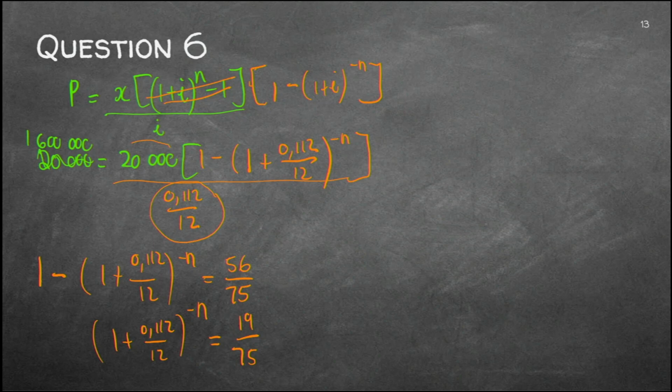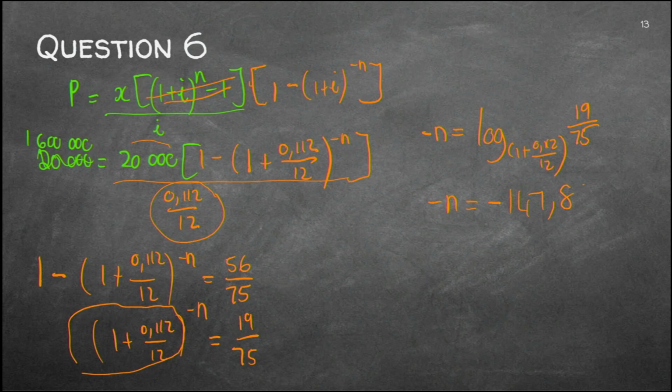We won't be able to get the same base. So I'll simply go and say negative n is equal to log. Remember, this is now the base of the exponent. It will be the base of the log as well. 1 plus the 0,112 over 12, of 19 over 75. So you literally type it in, and you'll get negative n is equal to negative 147,80, meaning n is equal to 147,80. What does that mean?